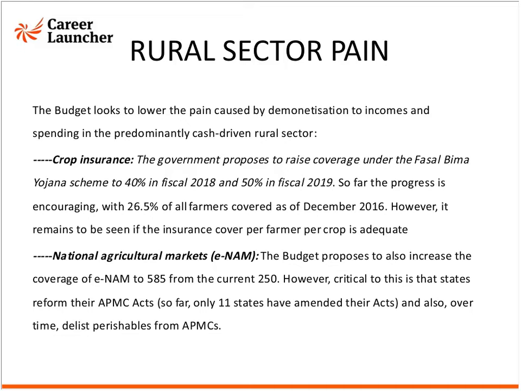Now coming back to the budget and what they've done to reduce the rural sector pain. Essentially, you have the crop insurance. The government has proposed to raise coverage under the Fasal Bima Yojana scheme to 40% in 18 and 50% in 19. So basically, till December 2016, around 26% of the farmers were covered under your Fasal Bima Yojana, and you're trying to increase that number to 40% in 18 and 50% in 19.